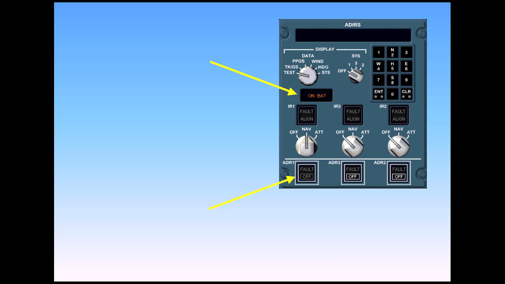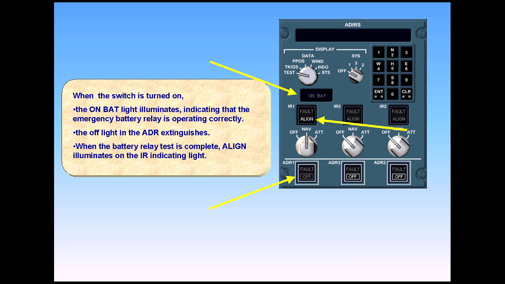The off light in the ADR extinguishes. When the battery relay test is complete, a line illuminates on the IR indicating light. When number 1 has stabilized, number 2 IR is switched on, and then number 3. All IRSs are now in the alignment process.